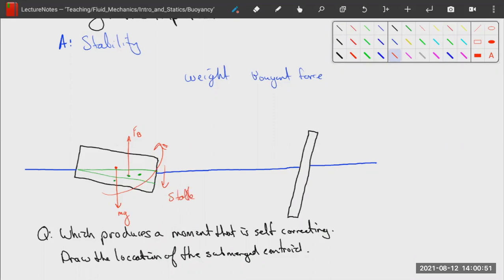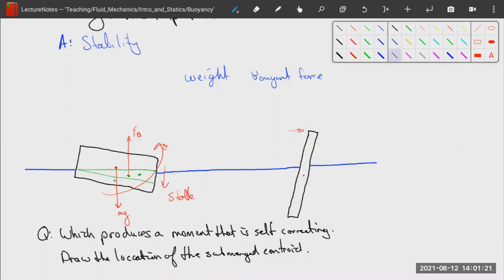On the right-hand side here, though, we have a tall, thin object that has been pushed slightly in this direction. If we do the same exercise we did before, and by the way, this is a great time for you to pause the video and try to fill this in before I do. Try to draw where you think the buoyant force will be and where you think the weight will act through on the object, assuming, again, it's a homogeneous, uniform object.